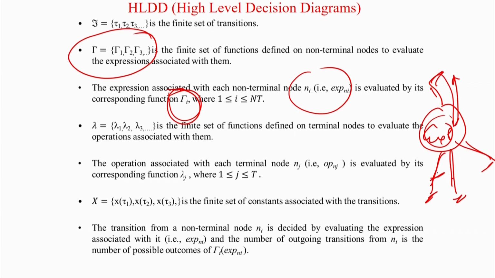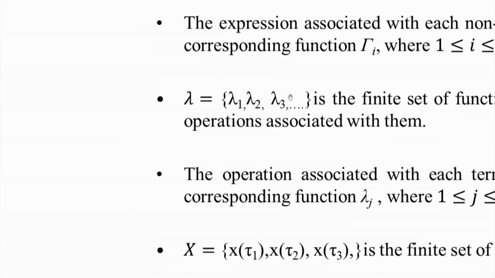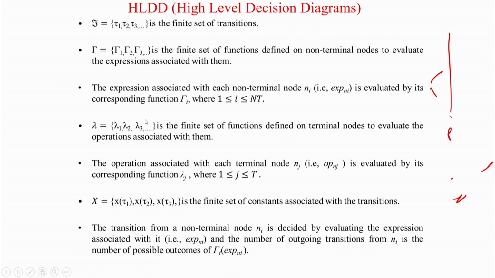If that matches with this transition, it will fire, otherwise the other one, and so forth. And output of each node, as I told you, these are the two things I have discussed. The third point says that these are some of the finite set of functions defined on the terminal nodes. That is, as I told you, each of the terminal nodes will do some operations. So this will be depending on that one. The operation associated with each terminal node is evaluated by the function.